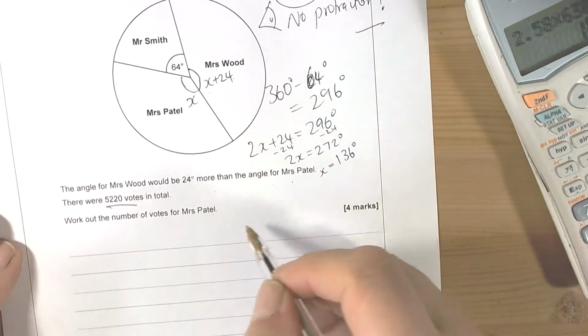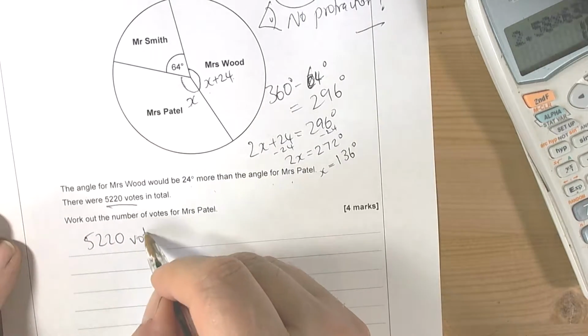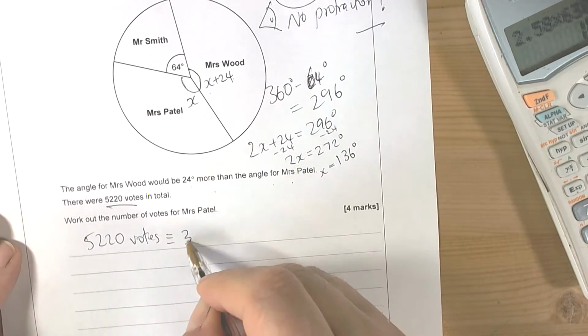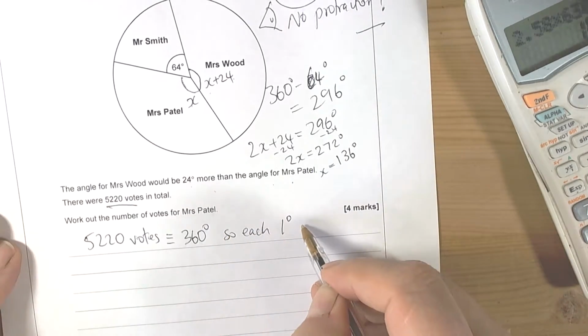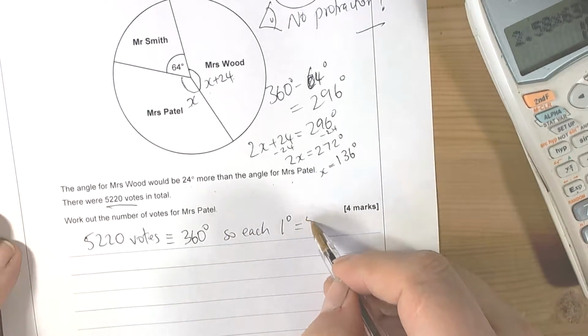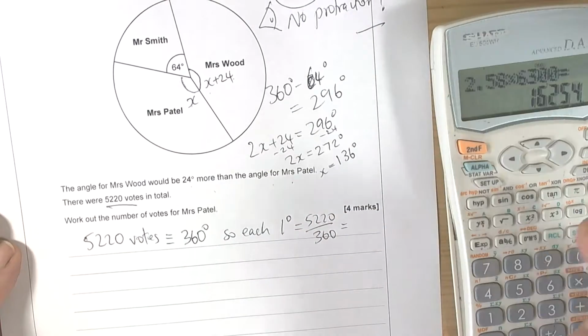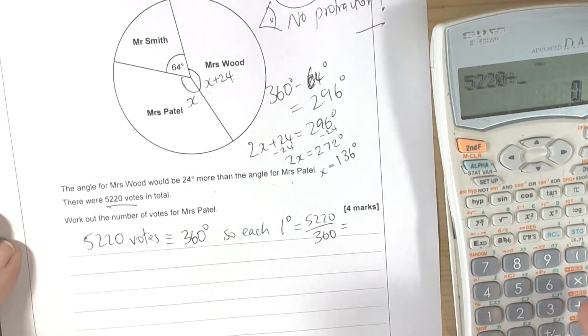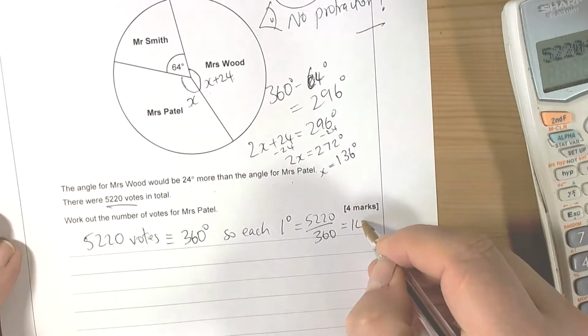So if there were 5220 votes in total, so 5220 votes is equivalent to 360 degrees. So each 1 degree equals 5220 divided by 360. So 5220 divided by 360 equals 14.5 votes.